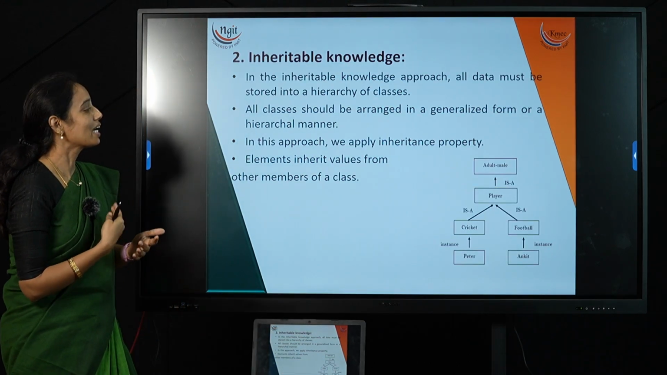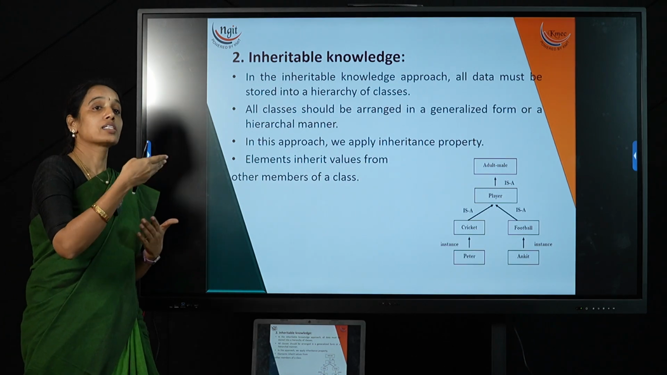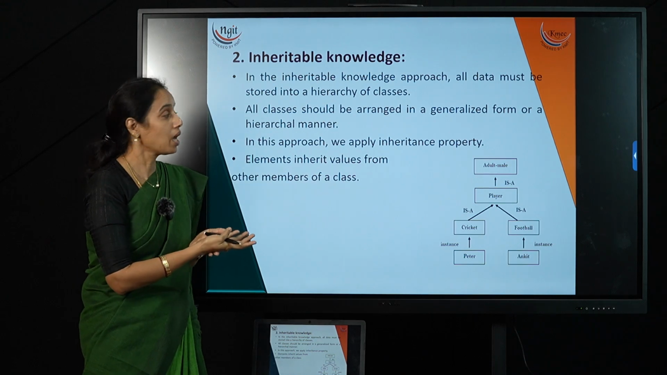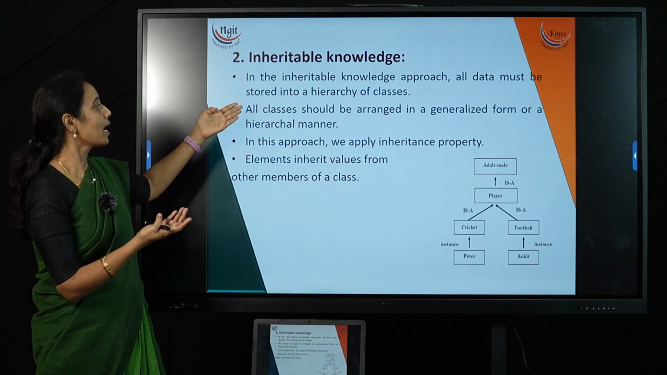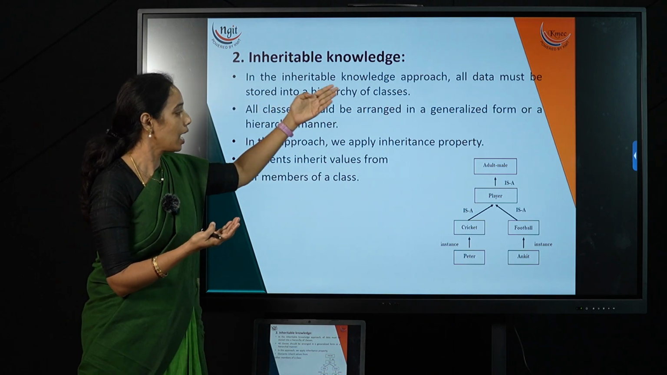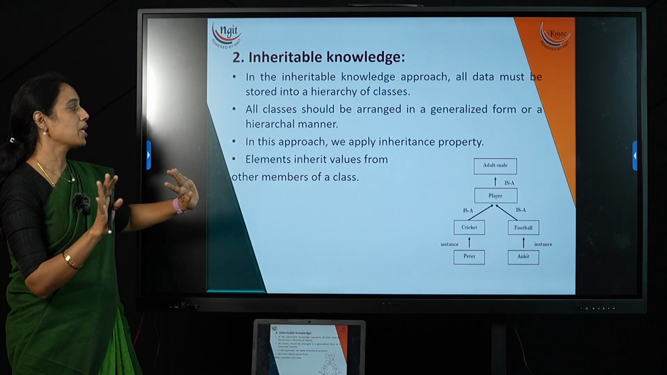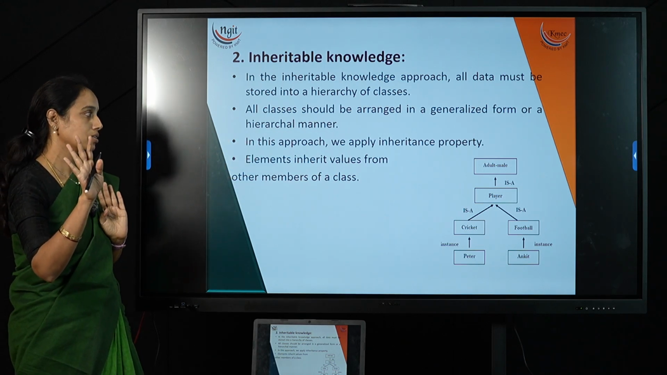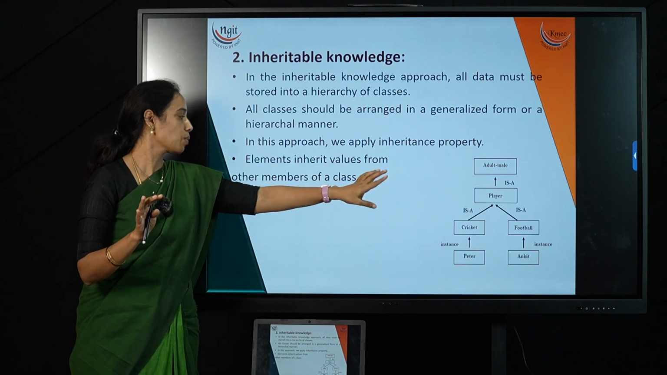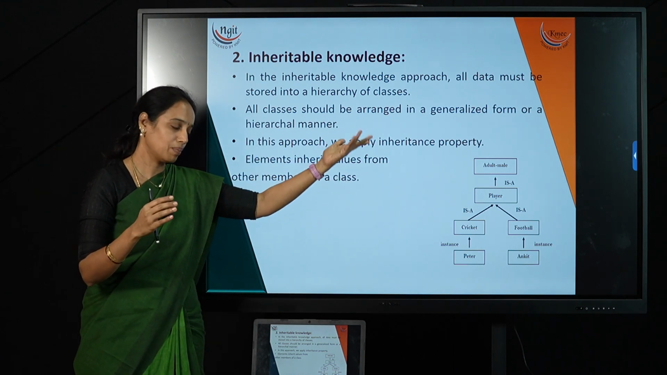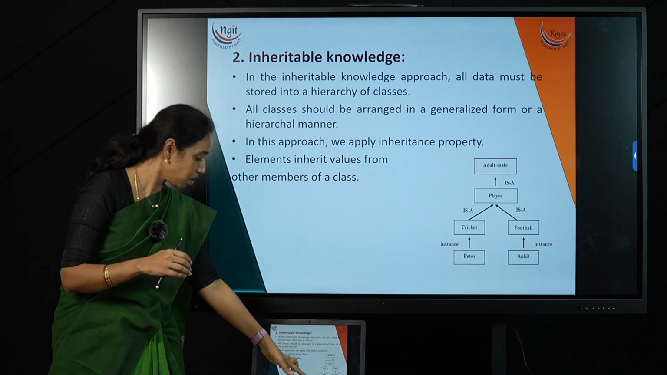Next one is inheritable knowledge. We know about inheritance, that is, the child is going to inherit the properties from the parent. So all data must be stored into a hierarchy of classes like this. In this approach, we simply apply the inheritance property, and elements inherit values from the other members of a class. Same as in earlier programming languages, the same concept over here, this inheritable knowledge.